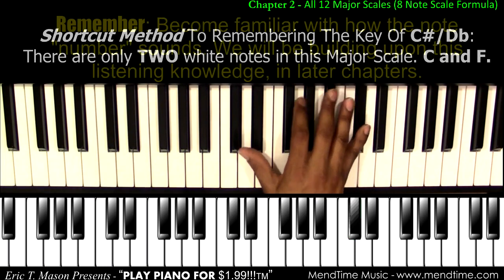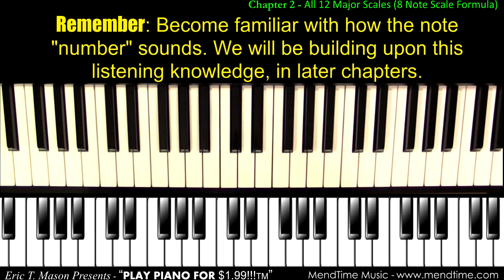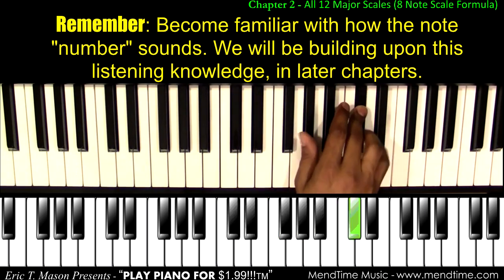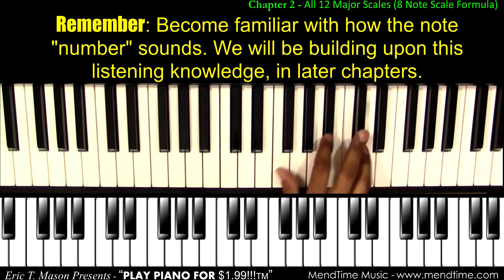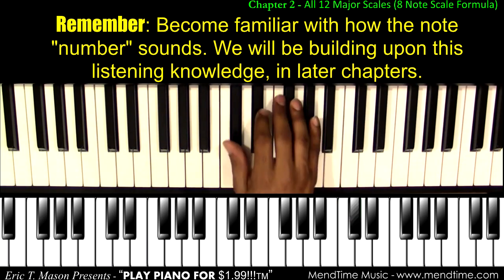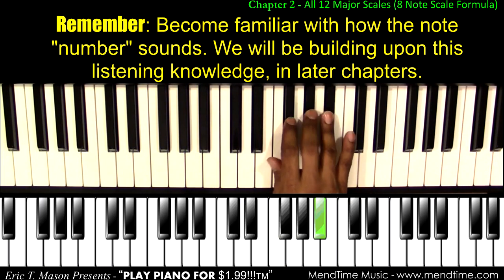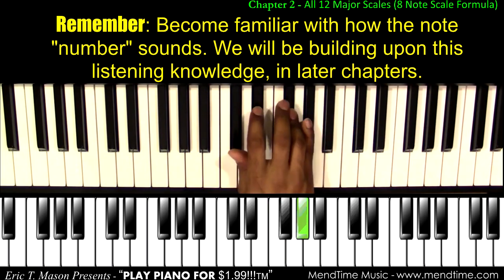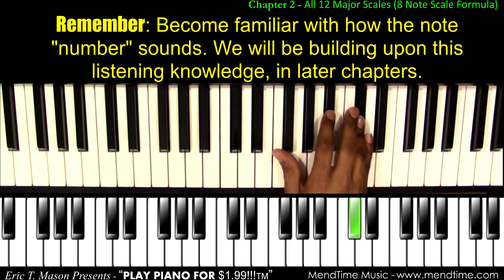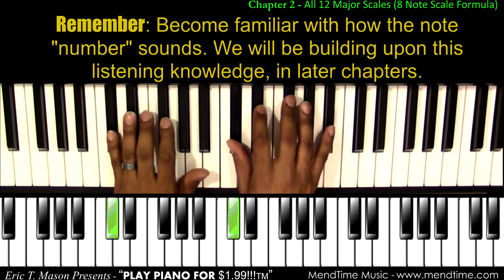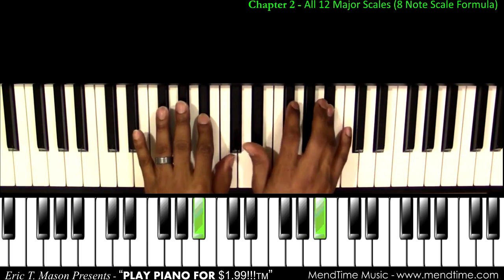And get used to hearing the sounds of the number of the tone, because that is what we're building upon. It is not just knowing how to do the scale, but how the notes sound. Because you hear how that 7 sounds? It sounds a little dissonant. There we go. Okay, so we've covered C sharp, D flat. Continue to practice this over and over and over again until your hands get used to touching the black keys.